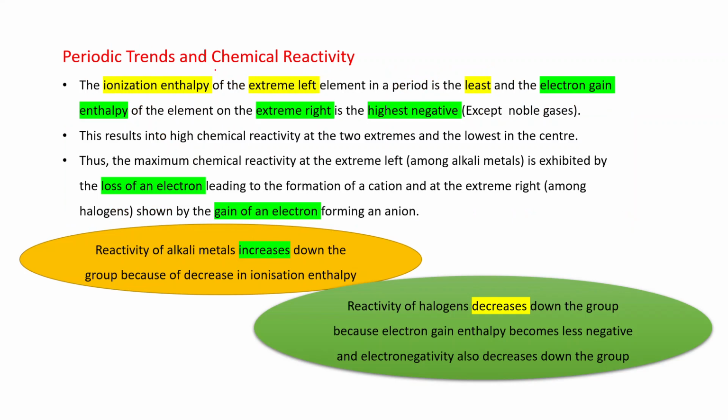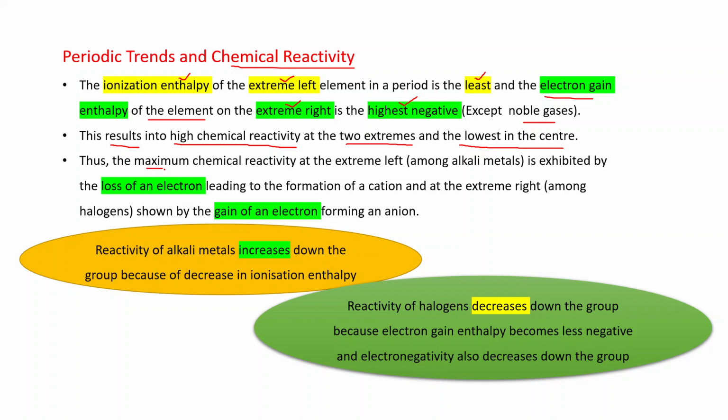Now, periodic trends and chemical reactivity. The ionization enthalpy of the extreme left element in a period is the least, and the electron gain enthalpy of the element on the extreme right is the highest, except noble gases, which we have already discussed in the previous videos. This results in high chemical reactivity at the two extremes and the lowest in the center.